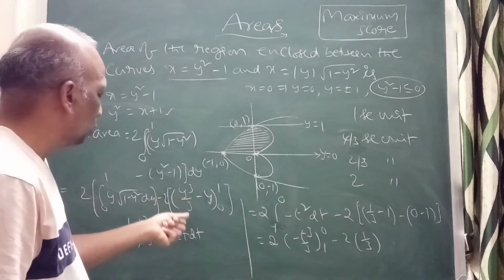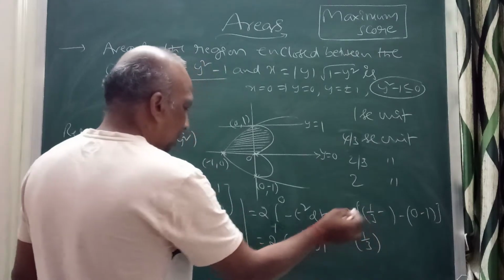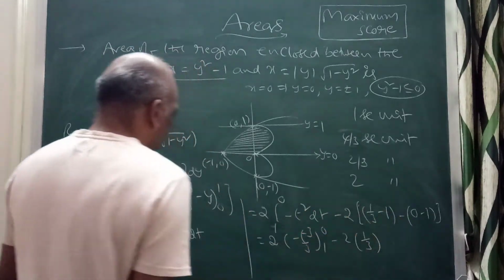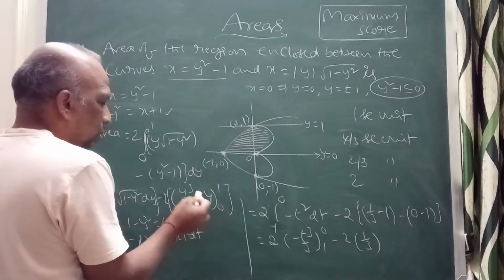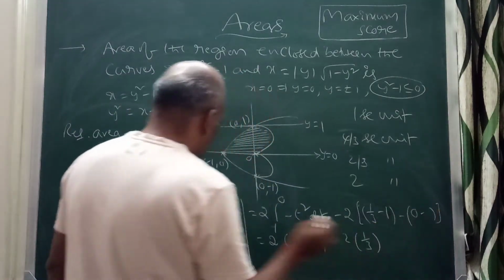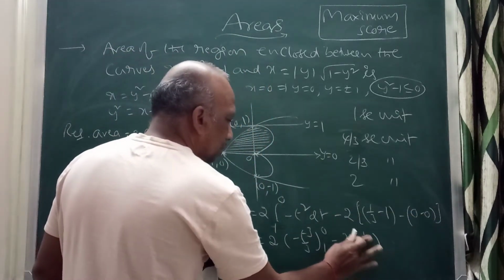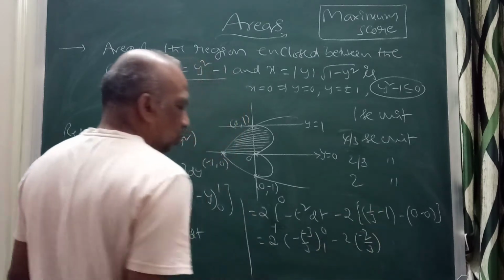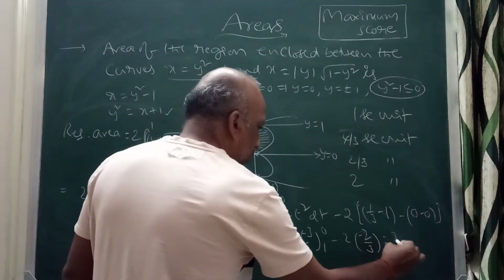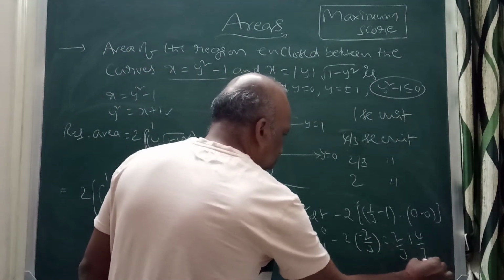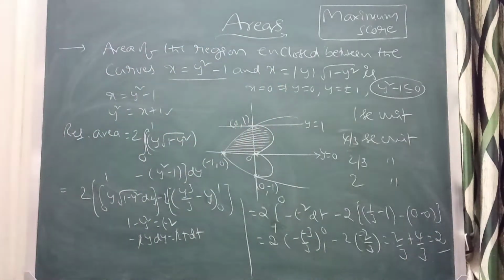If I apply the limit, y cube by 3 minus y. Y cube by 3 minus y means, if I apply the limit here, applying limit 1 by 3 minus 1. Correct, 1 by 3 minus 1. Applying the limit 0, 0 means everything will be 0 only, right? So this will be 0, this is also 0. So it will come minus 2 by 3. If we substitute limit here, this will go on by the 2 by 3 plus 4 by 3, 6 by 3, it will get 2 square units. Answer is 2 square units.